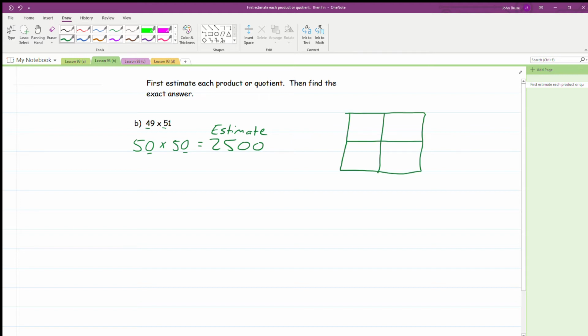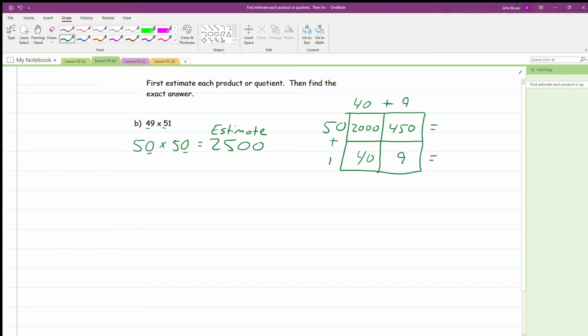We're going to put 49 on top in expanded form, 40 plus 9. And then we're going to put 51 on the side in expanded form, 50 plus 1. We're going to solve. 5 times 4 is 20, and there's 2 zeros, so we add 2 more zeros. Then 50 times 9, or 5 times 9 is 45 with 1 zero. And then 40 times 1, well, that's 40. And 1 times 9, that's 9. We're going to add these all up. I like to add them horizontally first and then vertically.